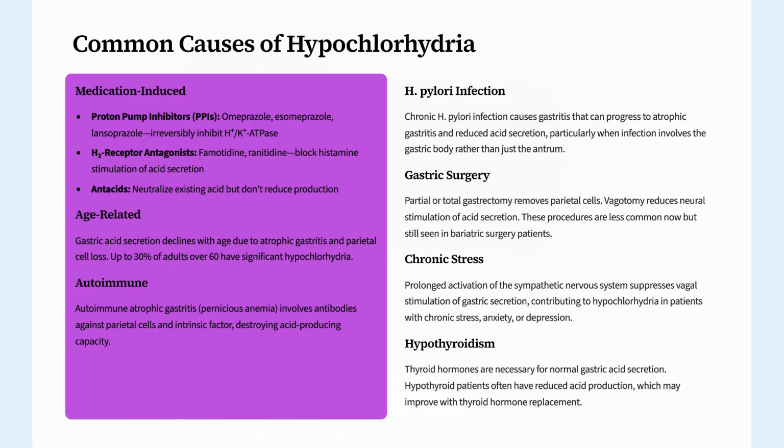Common causes of hypochlorhydria include several categories. Medication-induced causes include proton pump inhibitors and H2 receptor antagonists used for acid suppression. Age-related decline in parietal cell function is common in older adults. Autoimmune conditions like pernicious anemia can destroy parietal cells. Helicobacter pylori infection can damage the gastric mucosa. Chronic atrophic gastritis leads to progressive loss of acid-secreting cells. Identifying the underlying cause is essential for appropriate management.